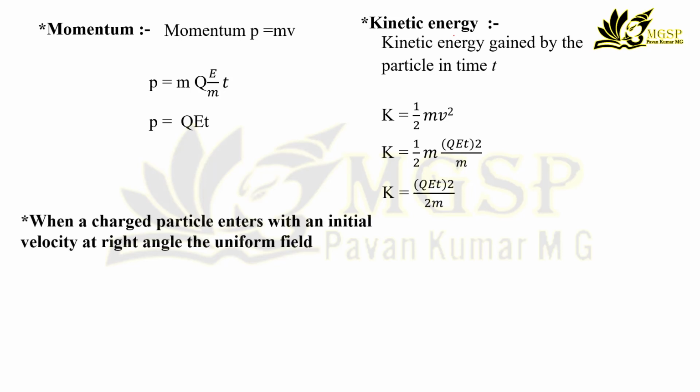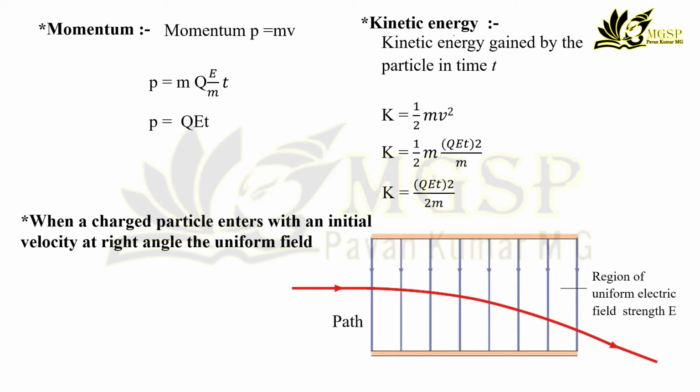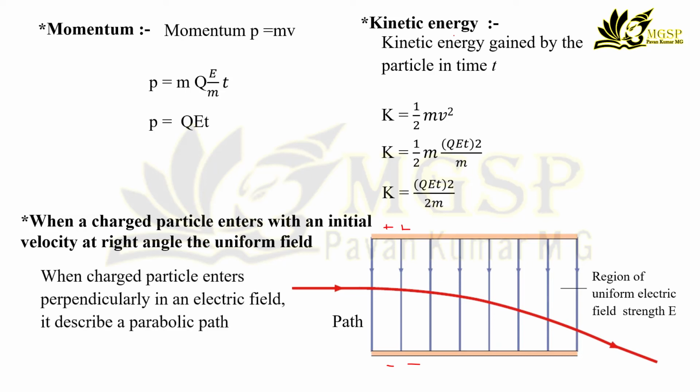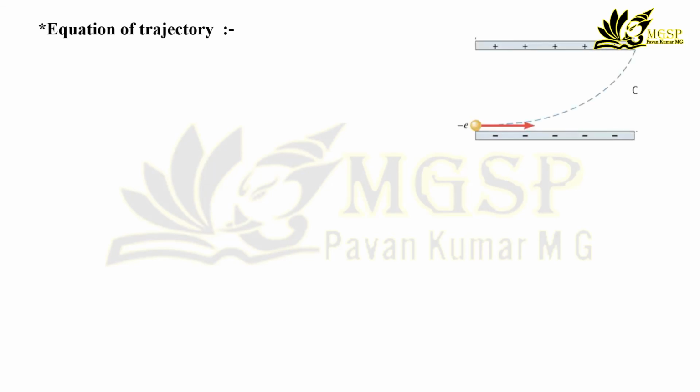Next is when a charged particle enters with an initial velocity at right angle to the uniform field. Suppose this is the positive plate, and here is the negative. When the charge comes from here to here, the charged particle traces a parabolic path. Let's see how. When a charged particle enters perpendicular to an electric field, it describes a parabolic path. Equation of trajectory.